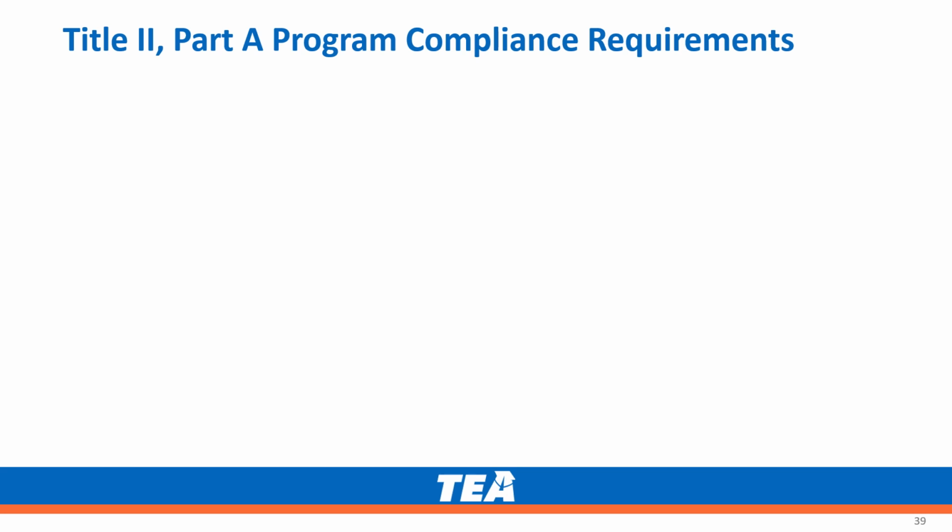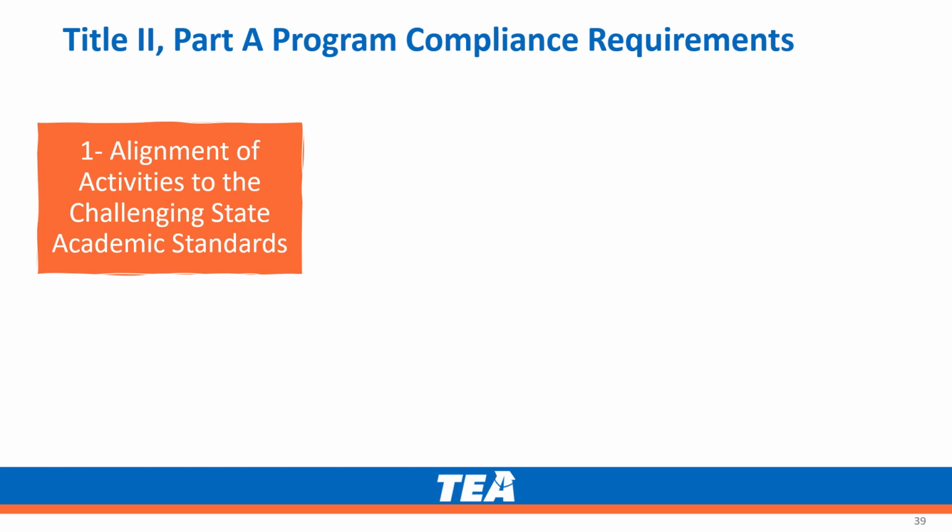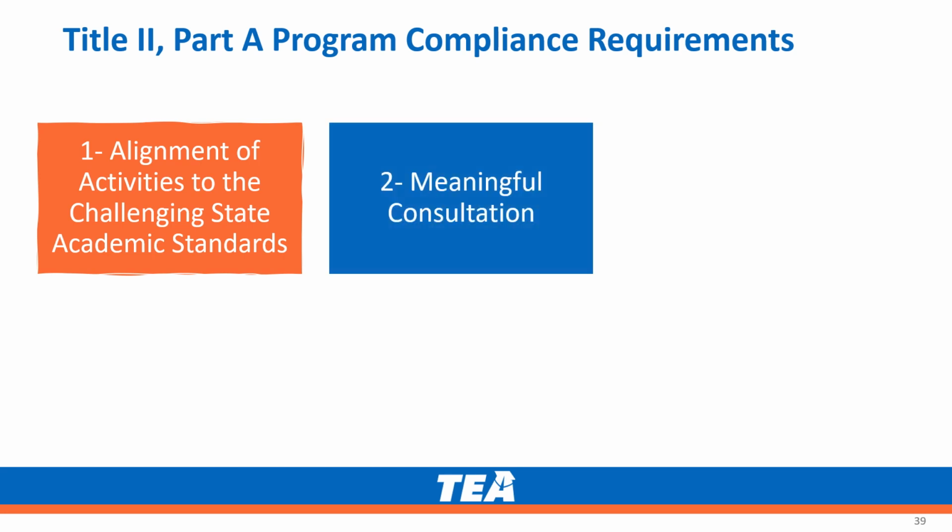Title II Part A has 6 compliance requirements. First, we have alignment of activities to the challenging state academic standards. This suggests that all Title II Part A program activities must be aligned to the state academic standards. Second, we have the timely and meaningful consultation with stakeholders. This requirement assists with the planning, implementation, and evaluation of the Title II Part A program.